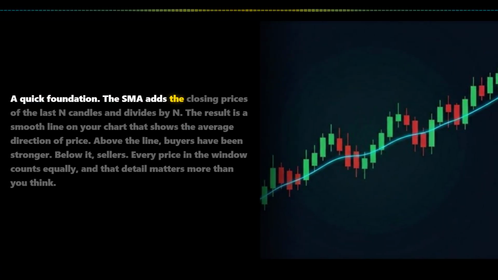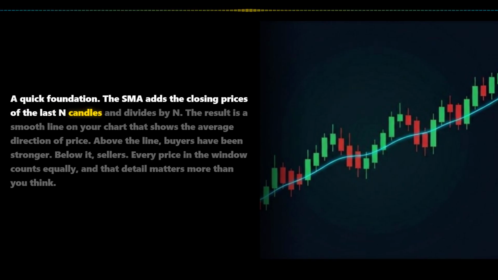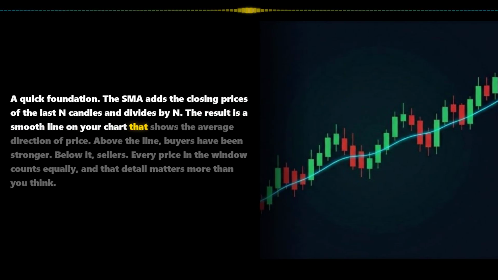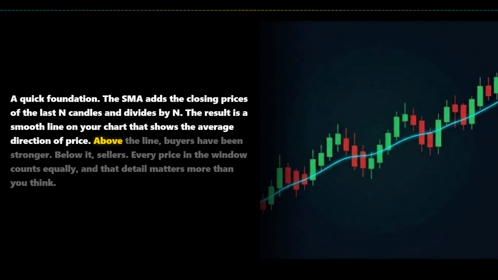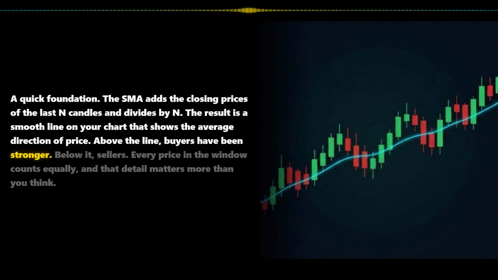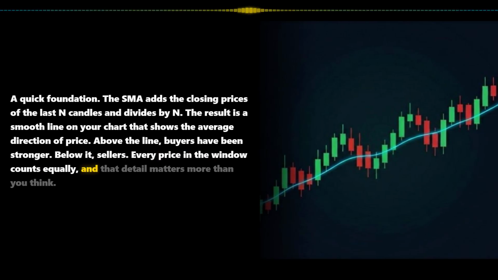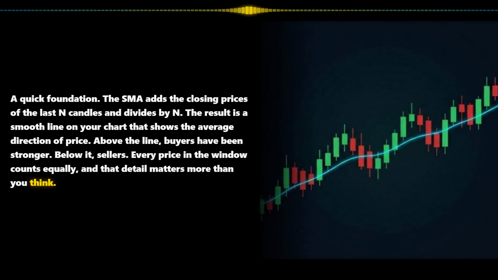A quick foundation. The SMA adds the closing prices of the last N candles and divides by N. The result is a smooth line on your chart that shows the average direction of price. Above the line, buyers have been stronger. Below it, sellers. Every price in the window counts equally, and that detail matters more than you think.